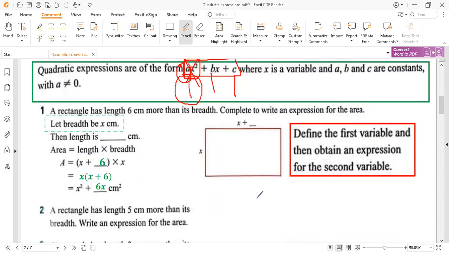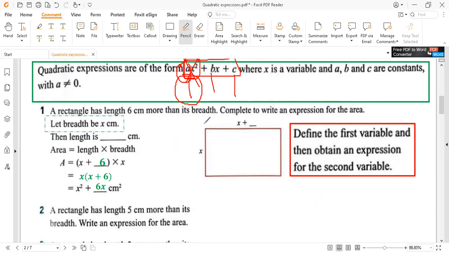Where to use it? We can, for example, operate with such expressions in any real life problem. So normally we have a rectangle with dimensions as follows: length 6 centimeters more than its breadth, and we want to write an expression for the area.